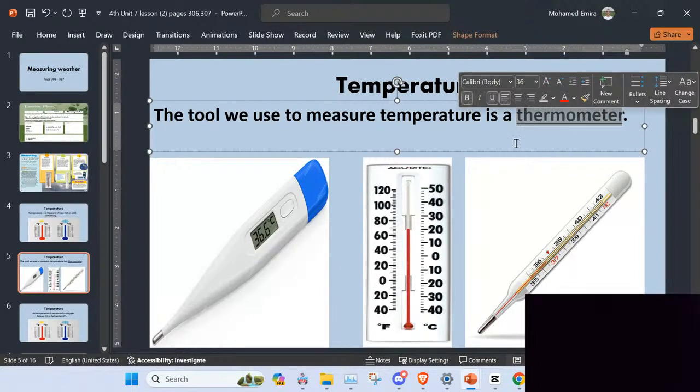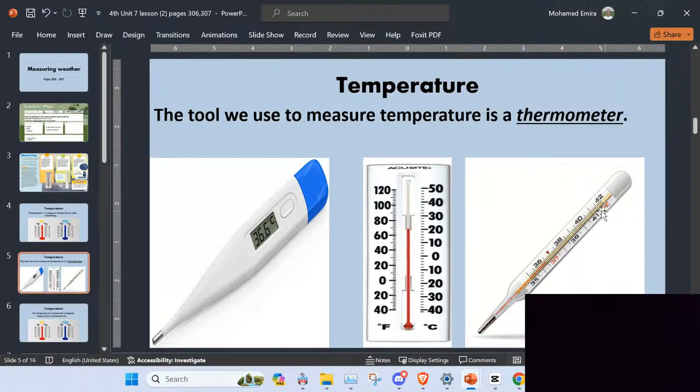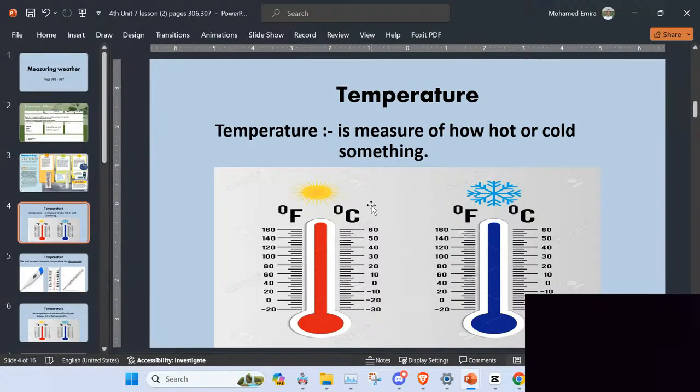Thermometer. This is the tool that we use to measure the temperature. Okay? Thermometer or temperature has scales. What do I mean by this?